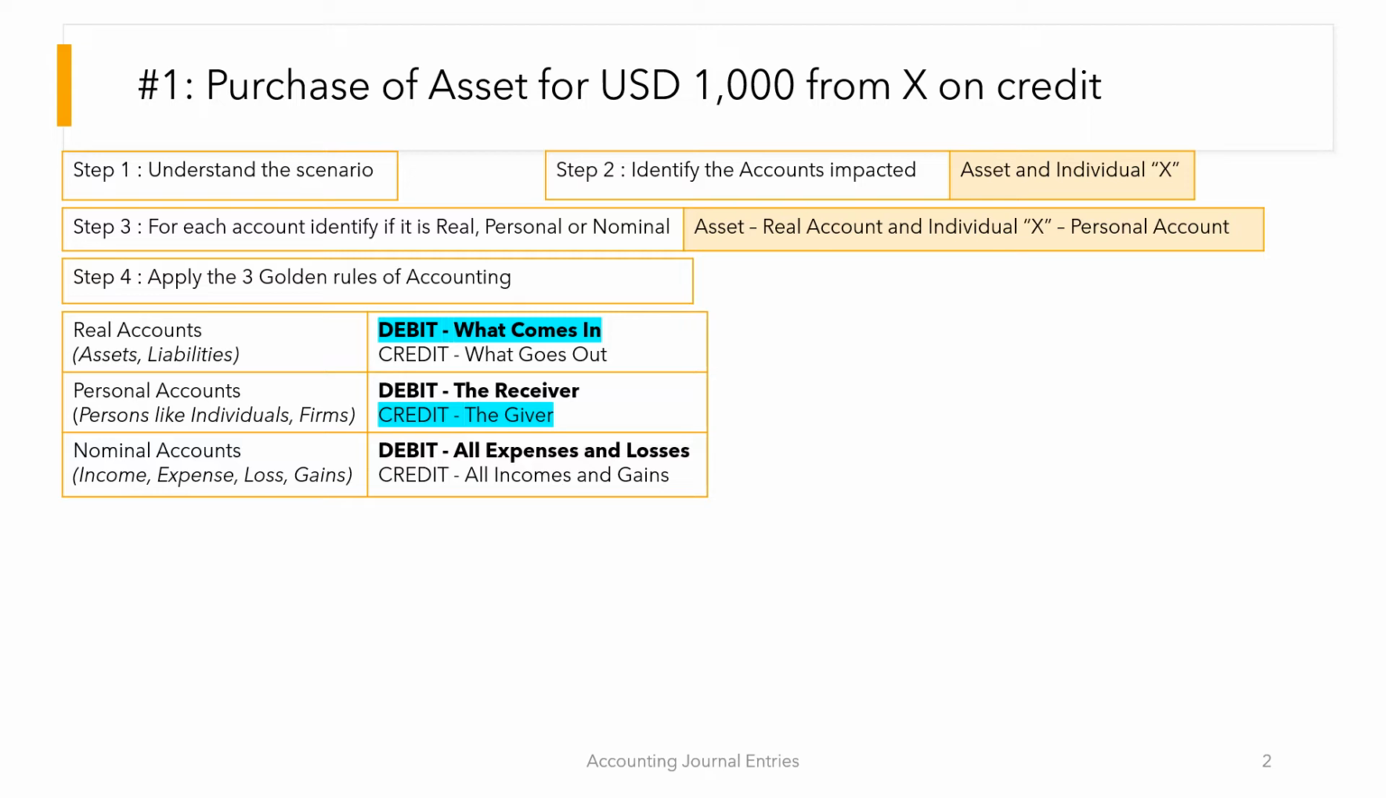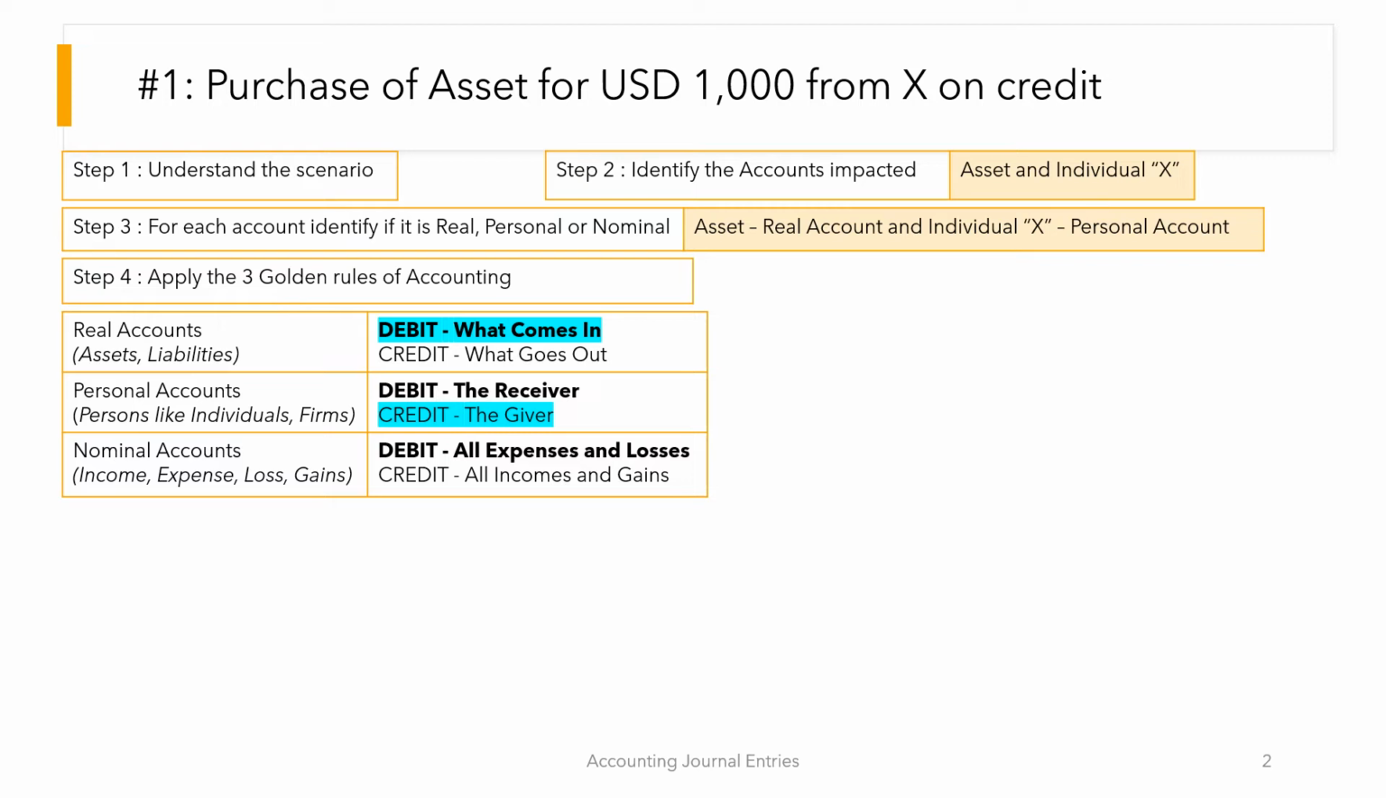The second account is an individual account and it is a personal account. The rule for a personal account is credit the giver. We are purchasing an asset from X and he is giving us assets on credit. So the giver is to be credited. So individual X would be credited. These are the two accounts, and I've highlighted the rule which needs to be applied.